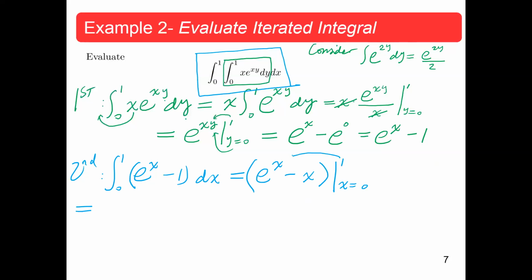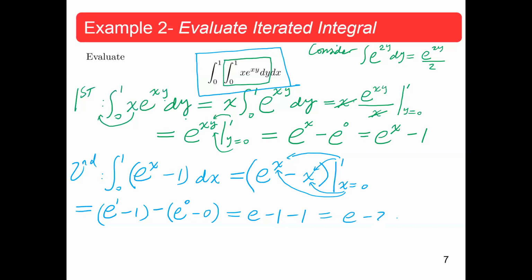Let's evaluate. First of all, x equals 1. So we should have e to the first minus 1. Next, let's evaluate when x equals 0. So we have e to the 0 minus 0. Which eventually would come up with e minus 1, and minus another 1, right? Guys, you have e to the 0 here, so that's another 1. So we get e minus 2 as the final answer.